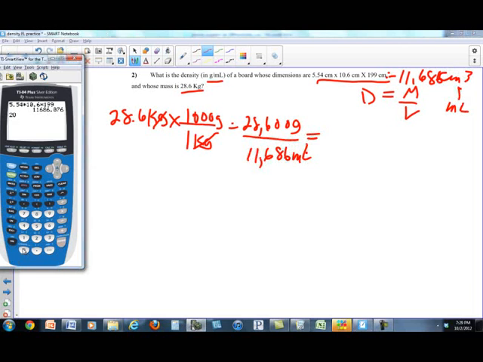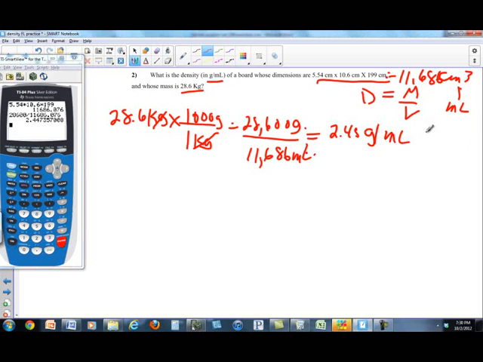28600. Oops, where did my 6 go? 600 divide by, and I'm just going to go up and pick up this number by that, and I get, let me see, I've got 3 sig figs, I want 3 sig figs, 2.45, my units are grams per milliliter.